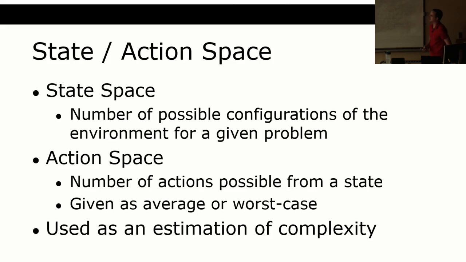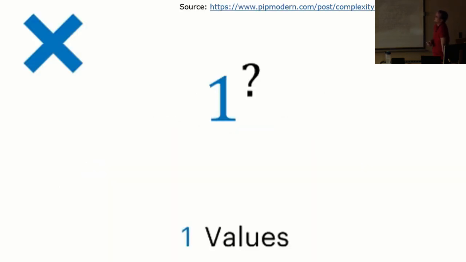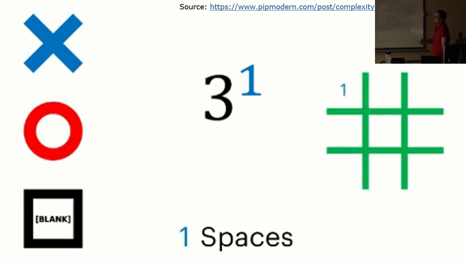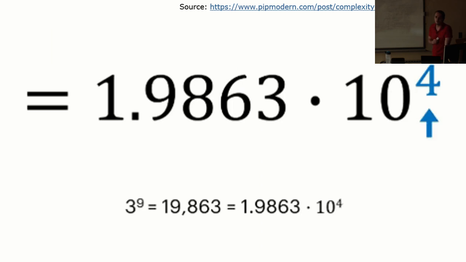So what do I mean by that? Well, let's look at tic-tac-toe. This is the state space complexity of tic-tac-toe. Well, I've got X's, O's, or blanks, and I've got 9 possible spaces. So for each of my 9 possible spaces, I have 3 choices. And so the calculation of the state space of tic-tac-toe is 3 to the power of 9, which is approximately 10 to the power of 4.